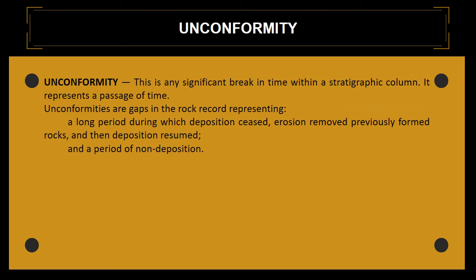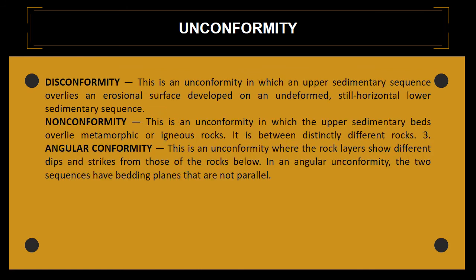We have unconformity. This is any significant break in time within stratigraphic column. It represents a passage of time. Unconformities are gaps in the rock record representing a long period during which deposition ceased, erosion removed previously formed rocks, and then deposition resumed, and a period of non-deposition. We have disconformity. This is an unconformity in which an upper sedimentary sequence overlies an erosional surface developed on an undeformed, still horizontal lower sedimentary sequence.